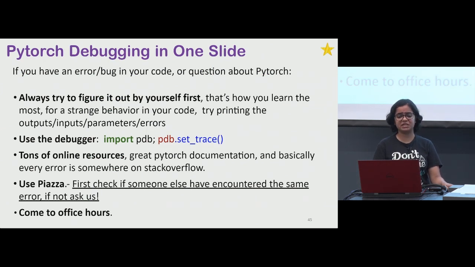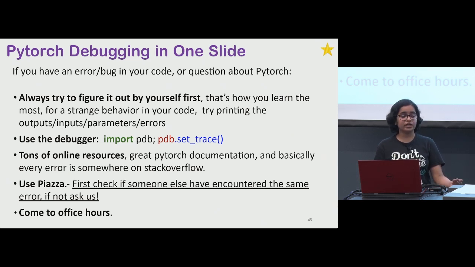Some very basic debugging suggestions. Whenever you run into an error, try to debug it yourself. If something looks absolutely crazy, absolutely unexpected, try printing out your inputs, your outputs, intermediate parameters, look at the errors. They are helpful most of the time.